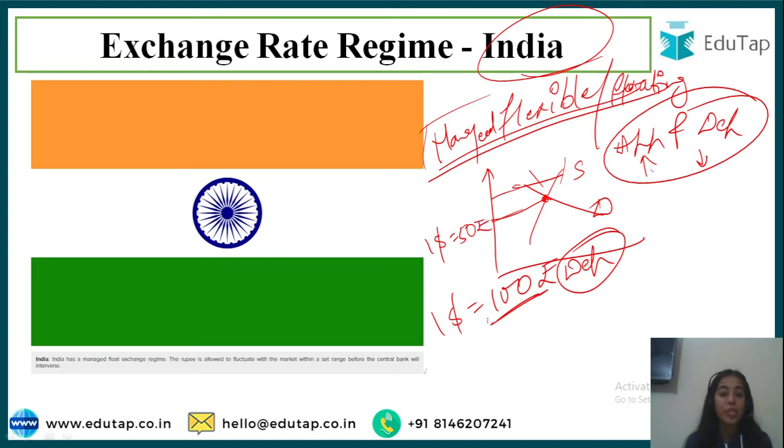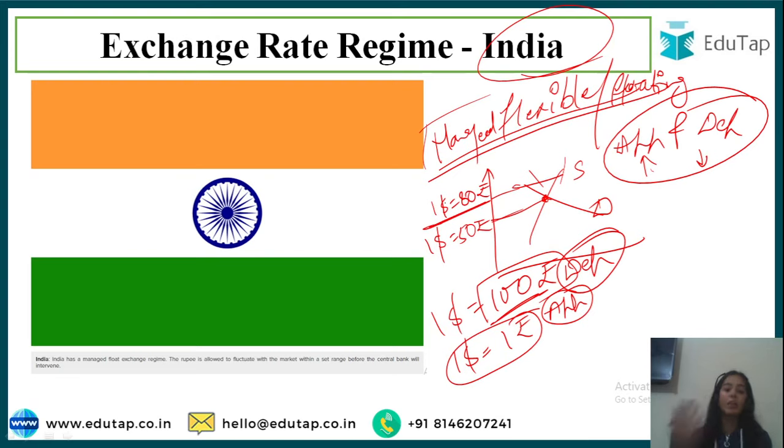So it is depreciating to 100 rupees, $1 equal to 100 rupees. Or if it is appreciating to $1 equal to 1 rupee, we cannot let this much happen. So the RBI has maintained a range. Let's say it is $1 equal to 80 rupees, that we will not let our currency depreciate above this or below this, or we will not let it appreciate to $1 equal to 30 rupees.